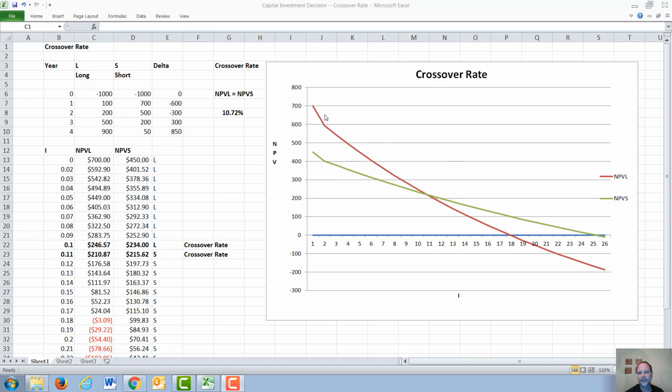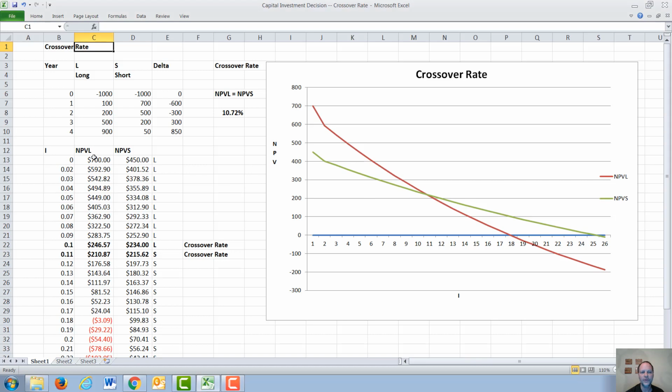Project L, here in the red line, also has a larger total dollar value than Project S, 700 versus 450. So the two requirements to get a crossover rate are that the long-term project has to initially have a larger total dollar of cash flows than the short-term project, and then as interest rates here on our horizontal axis increase, the value of both projects will decrease and they will become equal at the crossover rate.